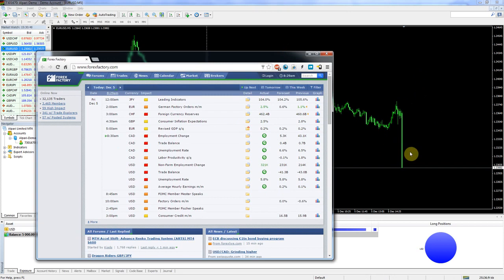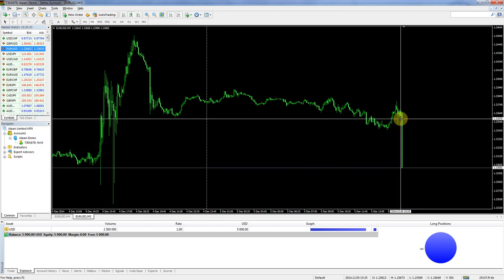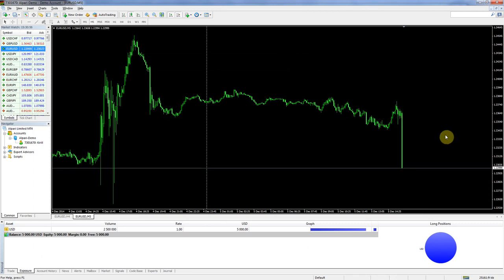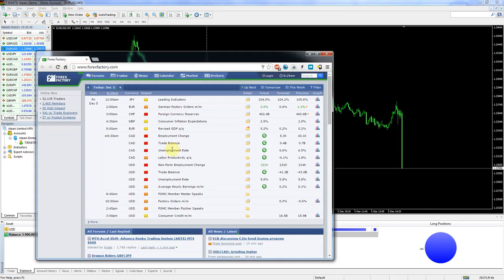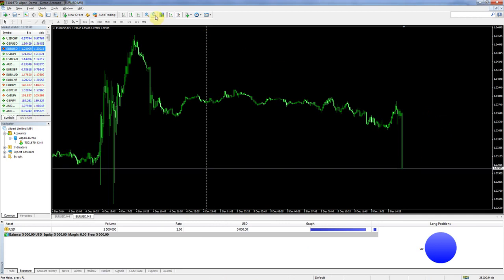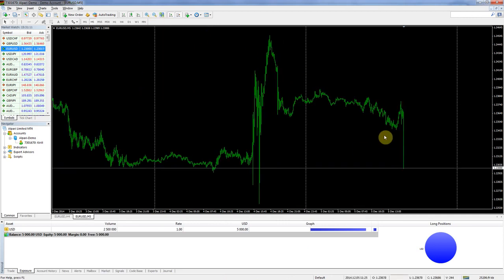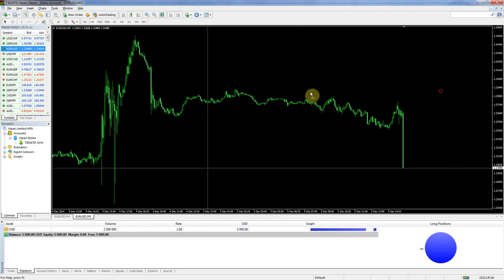This is the euro dollar M5 chart, and as you can see, we've got a massive bar going down right now. It is exactly 8:30 New York time. The news has just come out, and what we can see is an incredible dip in prices. This is December 2014, and what is happening is just crazy. This is a massive drop.